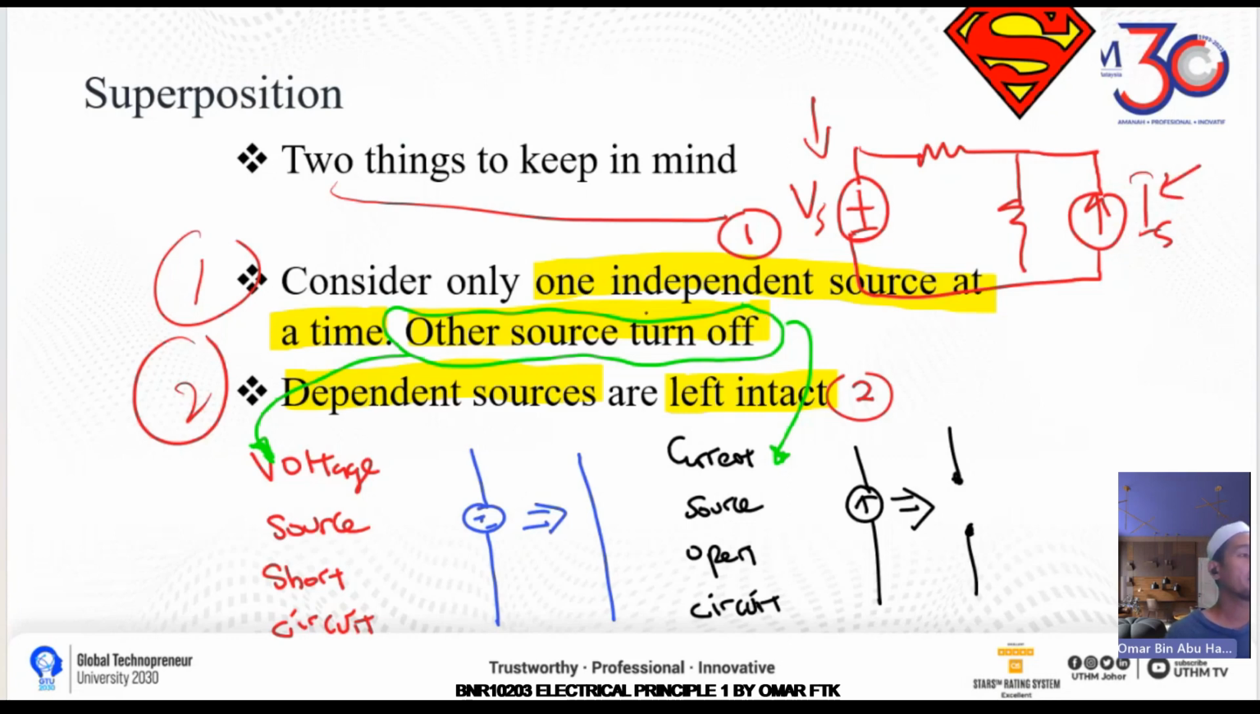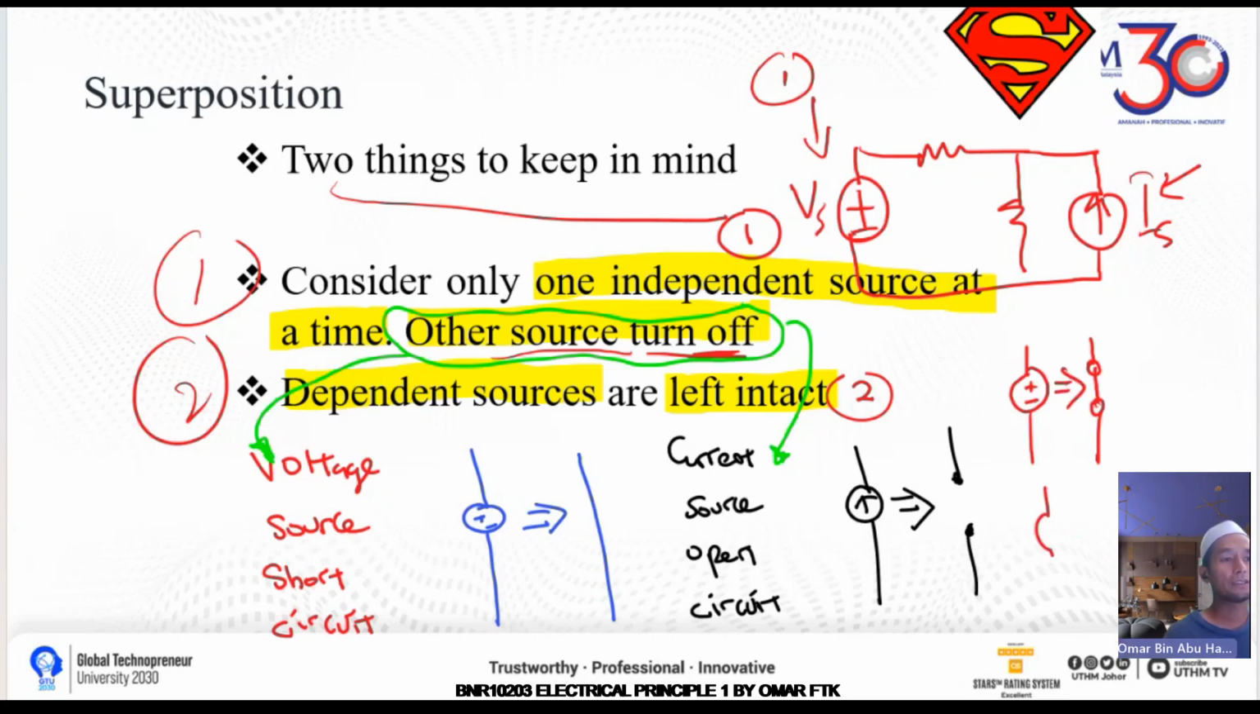So if you want to do the analysis for the first source, this voltage source, then the other source should be turned off. What is meant by turn off? For the voltage source, you have to short circuit. If you have a voltage source like this and you want to turn it off, you have to short circuit this. That means in the circuit you have to short circuit.